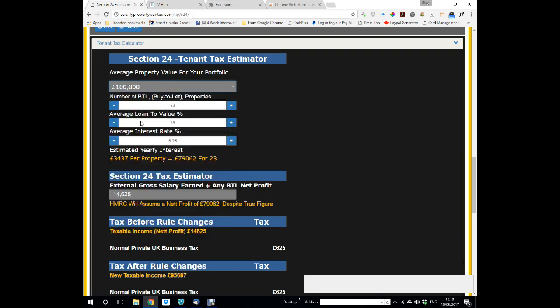So we'll put in £100,000 there, and then you just enter the number of buy-to-let properties that you've currently got. So in this instance, we'll leave this at 20. No, we'll bring it down to 20.